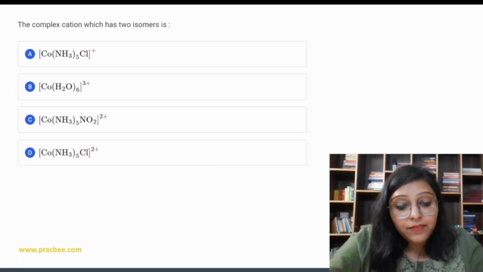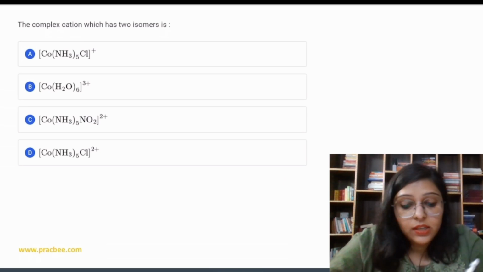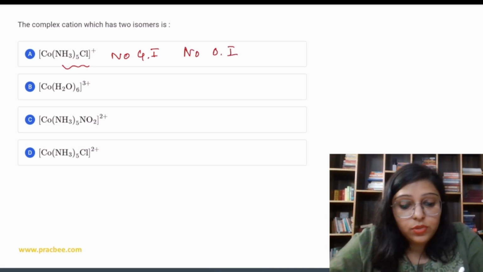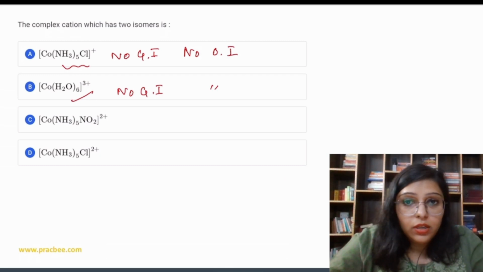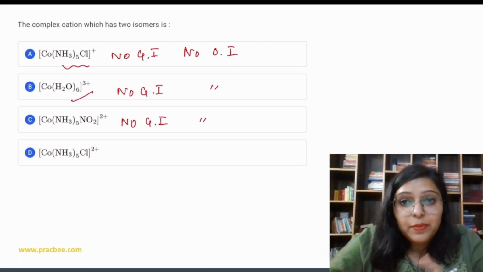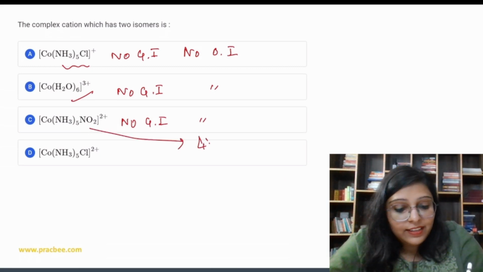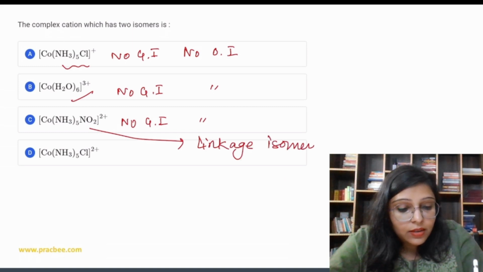The complex cation which has two isomers. They should be having two isomers. So here if you see this, no geometrical isomer, no optical isomer. If you see this again, no geometrical, no optical. If you see this one, no geometrical, no optical, but we can have linkage isomer. Why can we have linkage isomer?